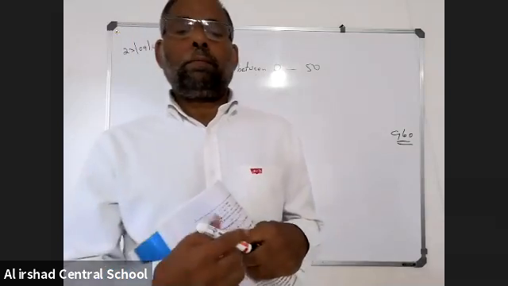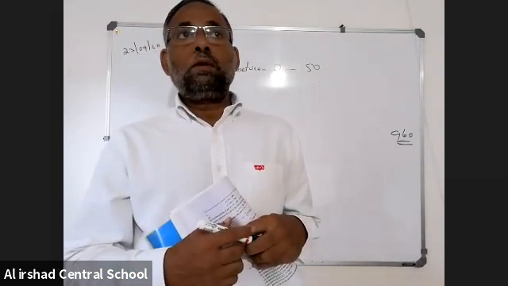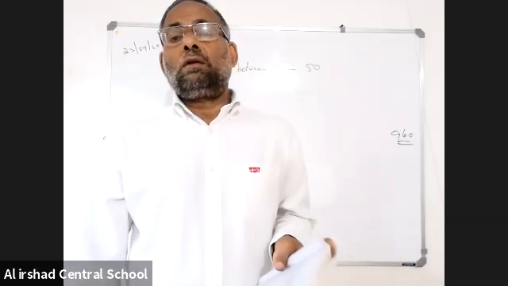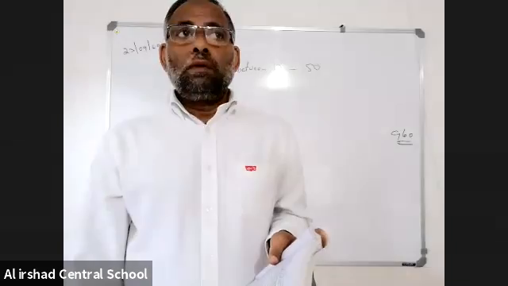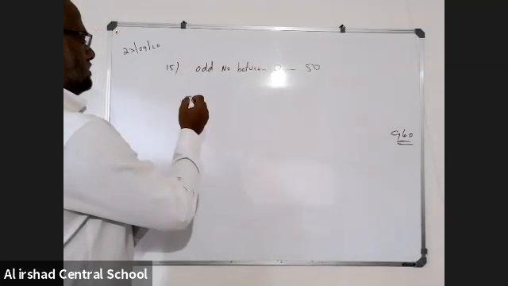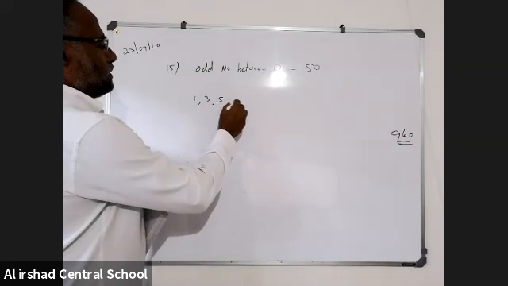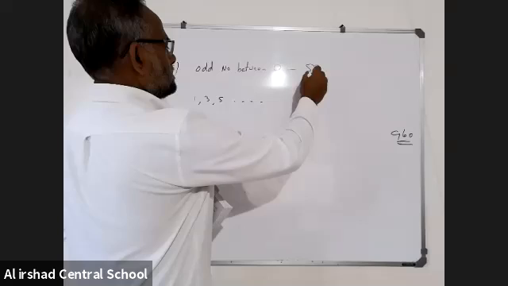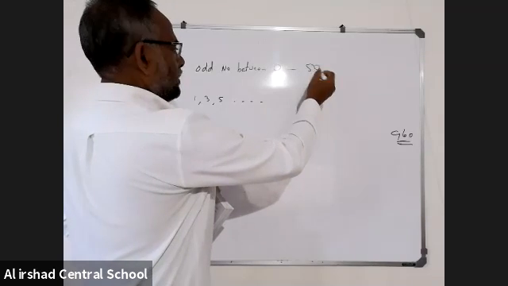Can you give any clue? Did you understand the difference? Between 0 and 50, 0 is not included and 50 is not included. Between 0 and 50, what is the first odd number? 1, then 3. And the last is not 50, it is 49. So 49 is the last term.